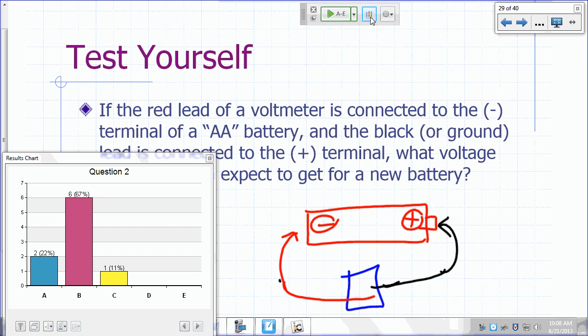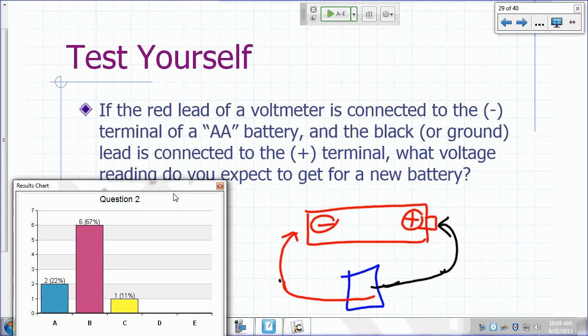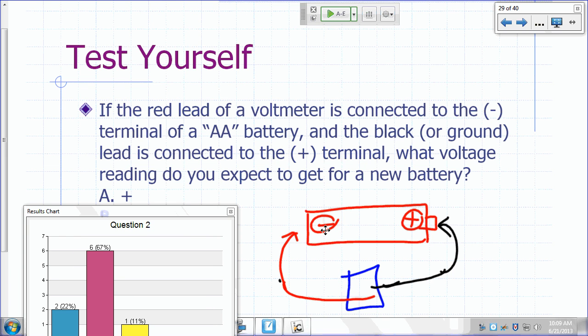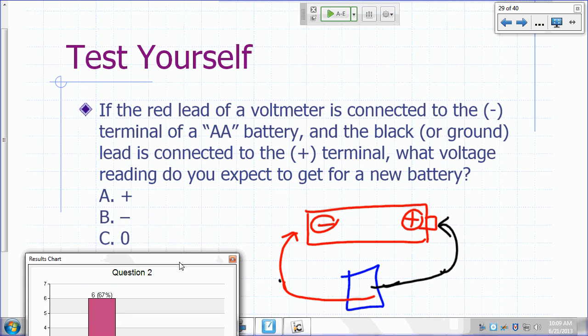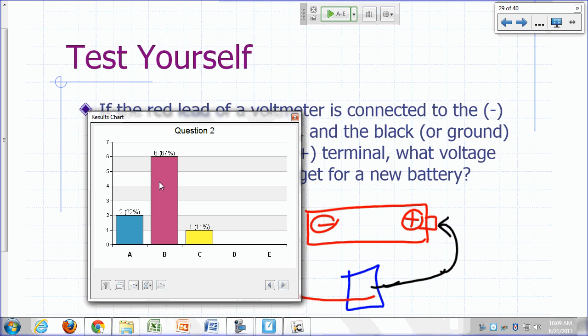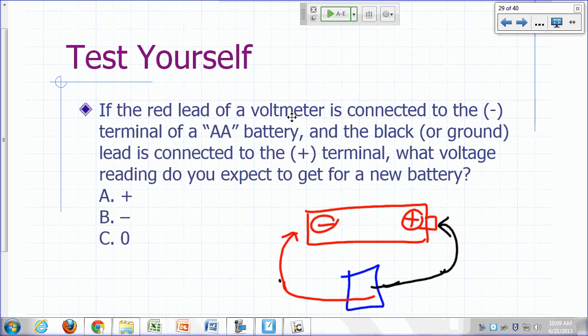What did we just say? Black goes to anode. It goes to the negative terminal to get a positive reading. So since we did not attach the black lead to the negative terminal, we would get a negative reading out of this. So that's how you can identify the anode of your galvanic cell.